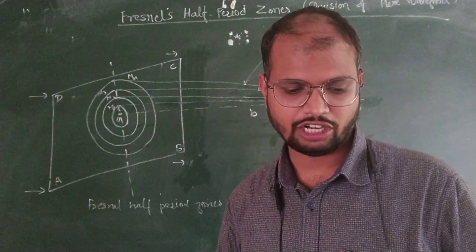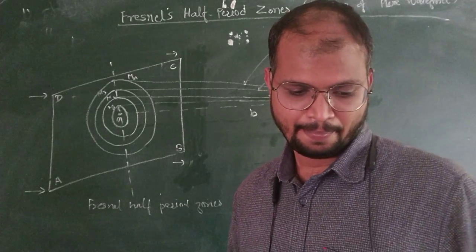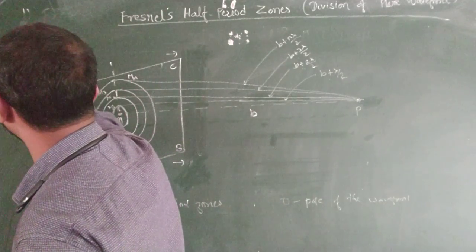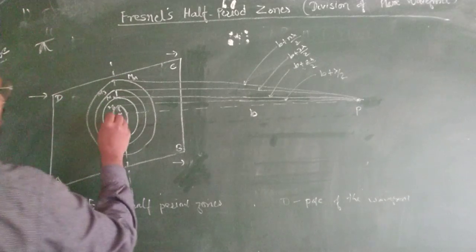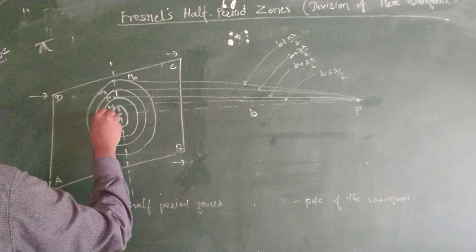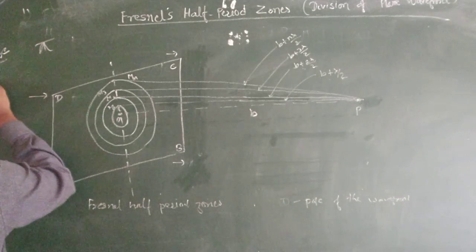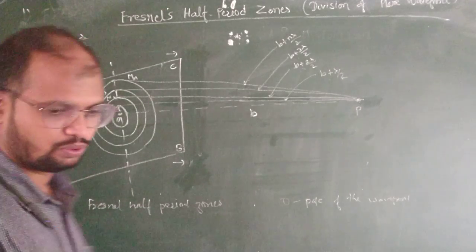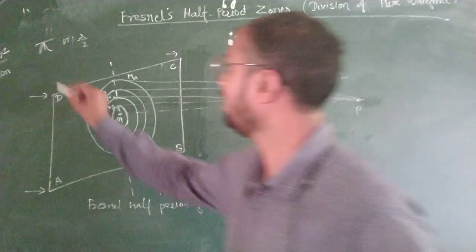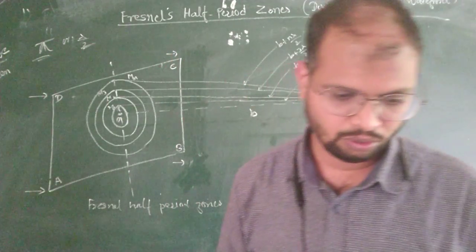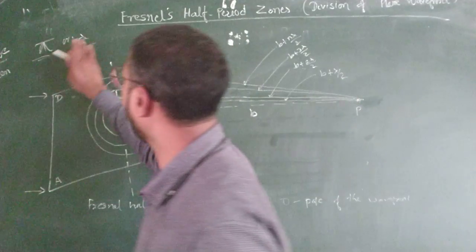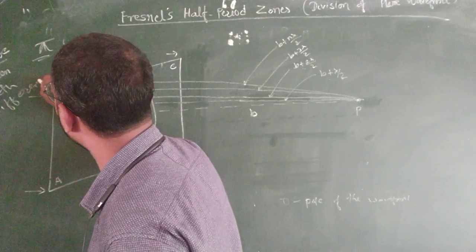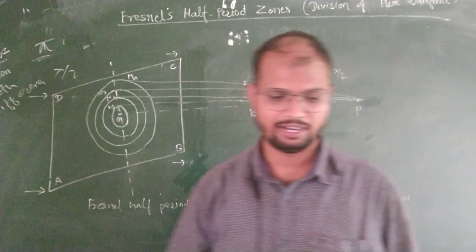Each zone differs from its neighbor by a phase difference of pi. So each half period zone differs from its neighbor by a phase difference of pi, or path difference of lambda by 2. So what is the phase difference? Pi. And the path difference? Lambda by 2.